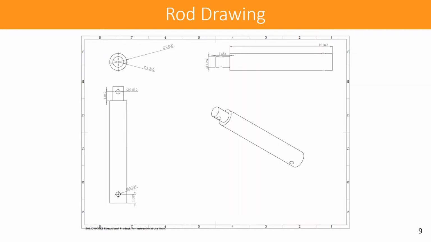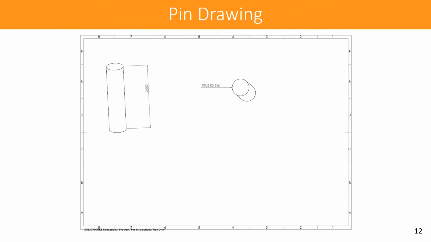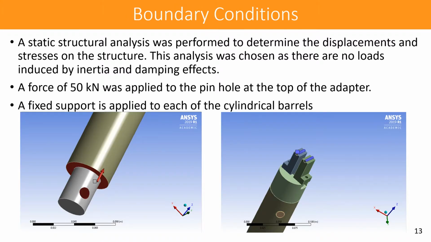Here we have a rod drawing for our geometry. This is followed by the support fixture drawing, the round fixture drawing, and the pin drawing. Next I'll go into the boundary conditions that I've used.